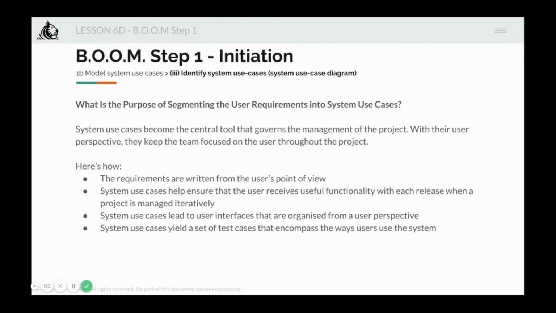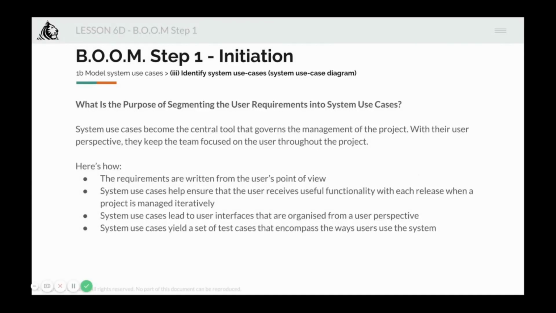System use cases help ensure that the user receives useful functionality with each release when a project is managed iteratively. With iterative product management, the system is analyzed, designed, coded, and often released in several passes. At each pass, one or more system use cases or selected use case scenarios are developed. Because each system use case achieves a meaningful goal for the user, useful functionality is guaranteed at the end of each iteration. System use cases lead to user interfaces that are organized from a user perspective.